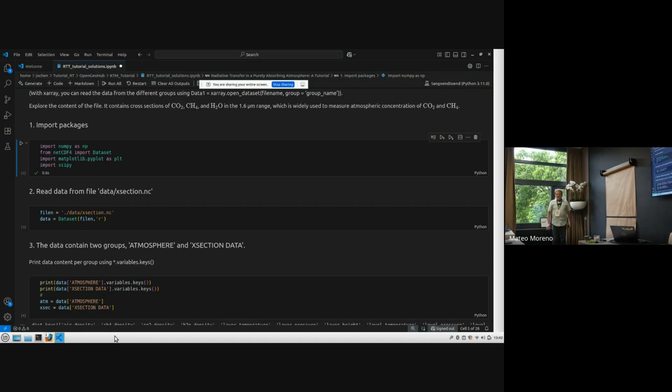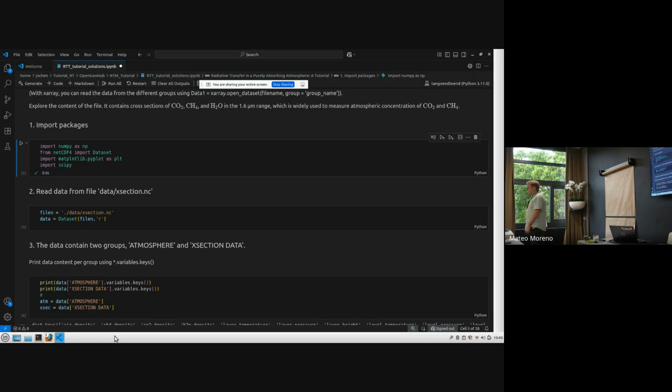Good. Okay. I hope you all have something on your computer. The first thing I want to ask you now is to import the packages. I think it's even already mentioned there, if I remember right. And then use the netCDF function Dataset. You see we have imported it from netCDF4 and read in the data from the file xsections, which is in the data directory.